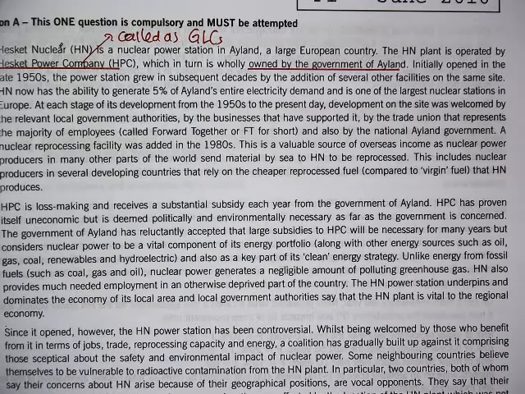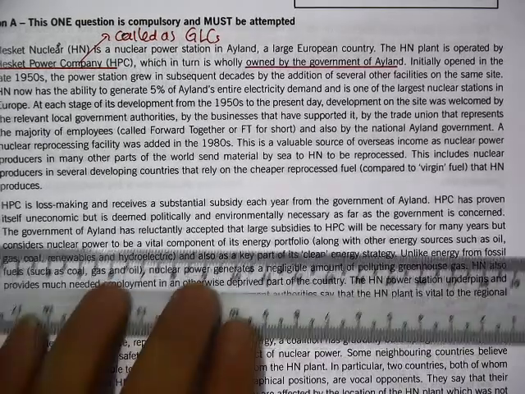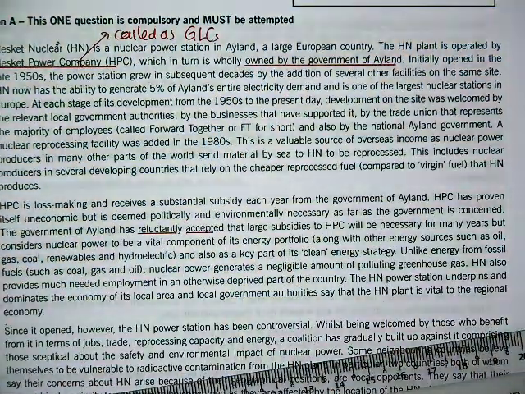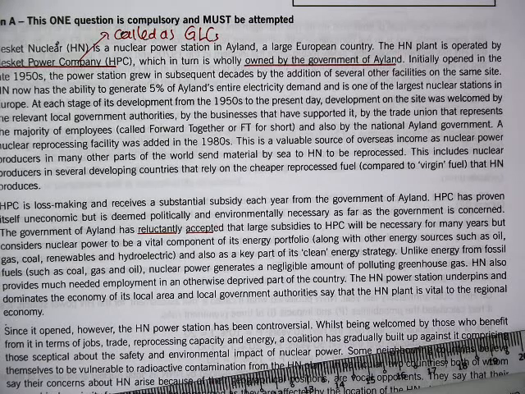These include nuclear producers in several developing countries that rely on cheaper reprocessed fuel compared to virgin fuel that HN produces. HPC is loss-making, and it receives a lot of subsidy every year from the government of Ireland. HPC has proven itself uneconomic, but is deemed politically and environmentally necessary as far as the government is concerned.